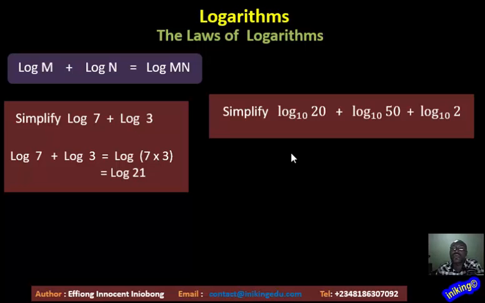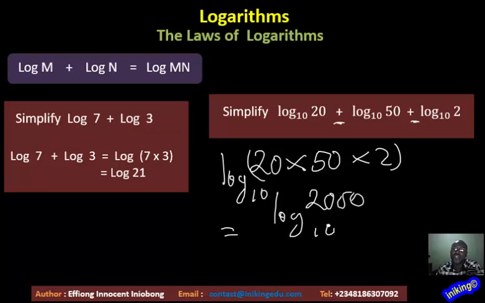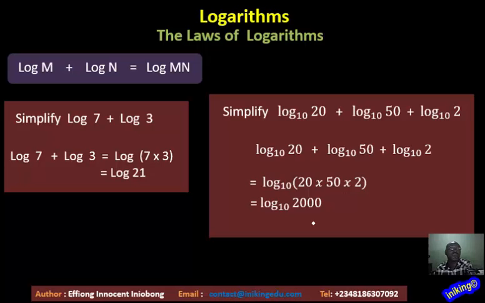Here we have log 20 to base 10 plus log 50 to base 10 plus log 2 to base 10. We are adding all these three up, applying the first law there. That will simply mean that this will be logarithm of 20, because this is addition, you just multiply by 50, again that's addition, times 2, to the same base. This is expressed in base 10, and that will give us the logarithm of 2000 to base 10. So that's it there.